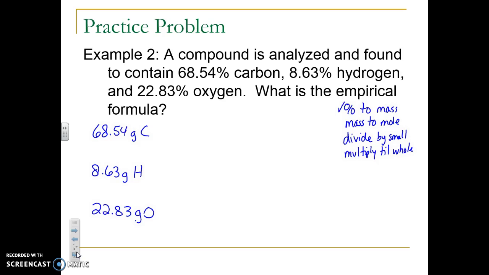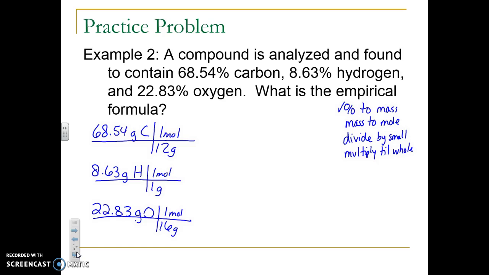Step 2 is mass to mole. So we're going to divide those by their molar masses. Carbon is 12. Hydrogen is 1, and oxygen is 16. So 68.54 divided by 12 is 5.71 moles of carbon. 8.63 divided by 1 is 8.63 moles of hydrogen, and 22.83 divided by 16 is 1.43 moles of oxygen.